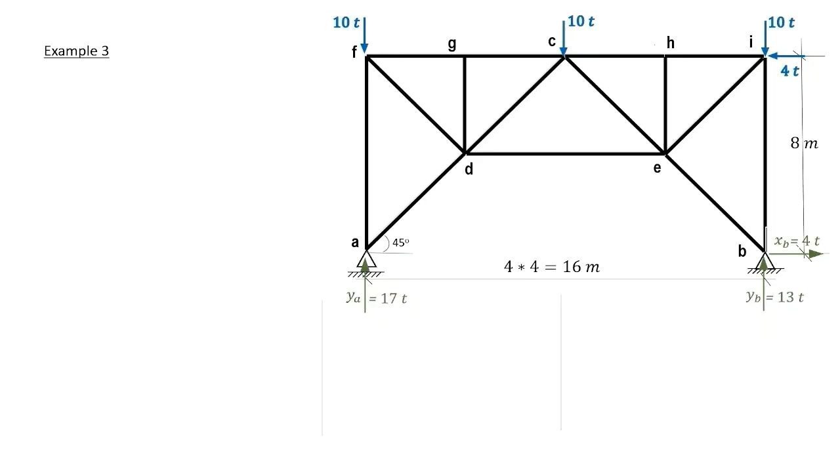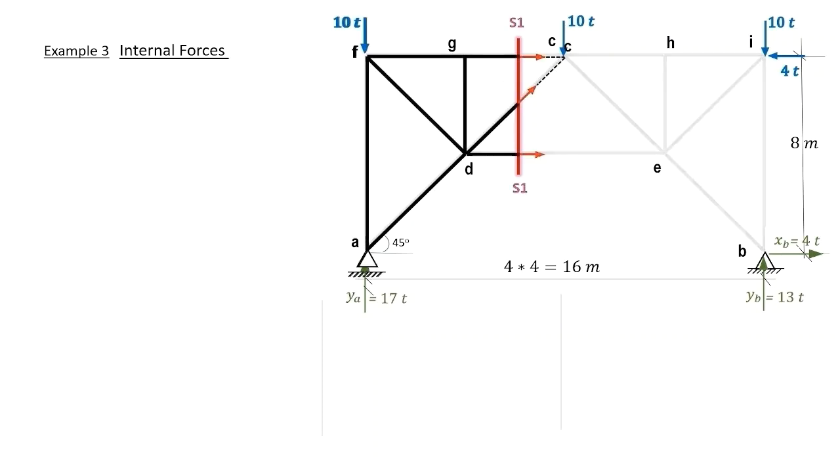We are finished with our reactions and ready to compute our internal forces. We take a section S1, S1 as shown, which divides the truss into a left part, left to section S1, S1, and another part right to it. We are convenient with computations concerning the left part.